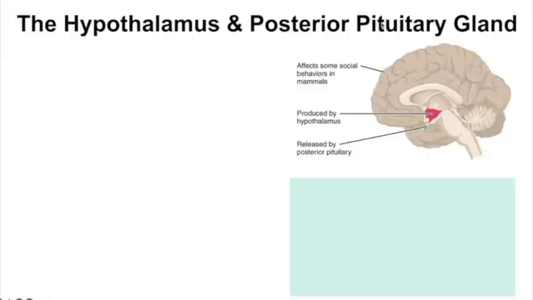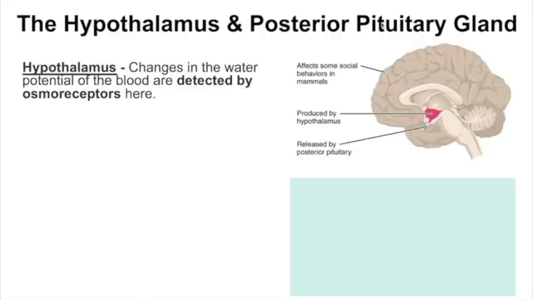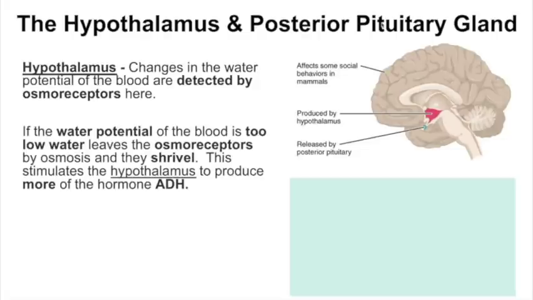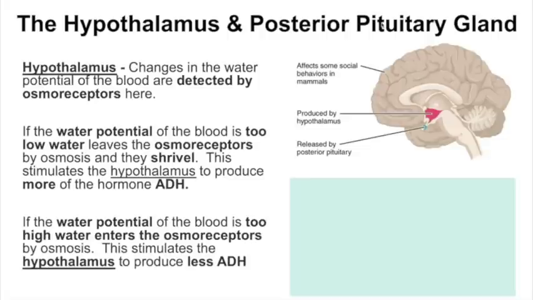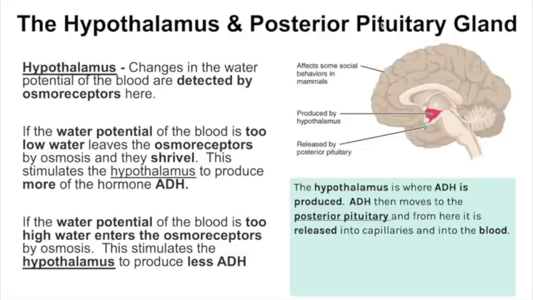So how then this is regulated is using the hypothalamus and the posterior pituitary gland in the brain. The hypothalamus is where the changes in water potential are detected by receptors called osmoreceptors. If the water potential of the blood is too low, water leaves the osmoreceptor cells by osmosis, and that causes them to shrivel. And this stimulates the hypothalamus to produce more of a hormone called ADH, or antidiuretic hormone. If the water potential of the blood is too high, water enters the osmoreceptors by osmosis. This stimulates the hypothalamus to produce less antidiuretic hormone.